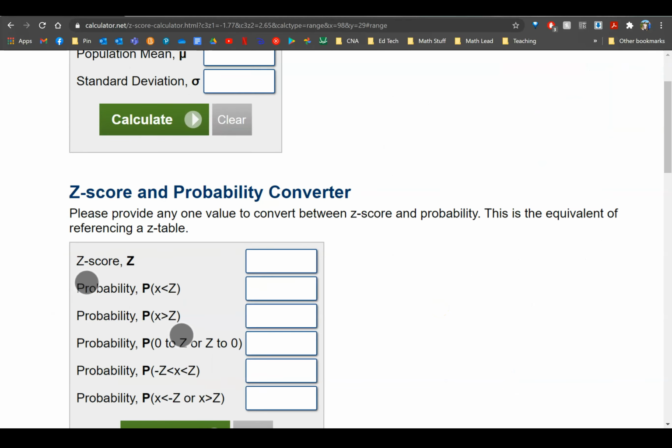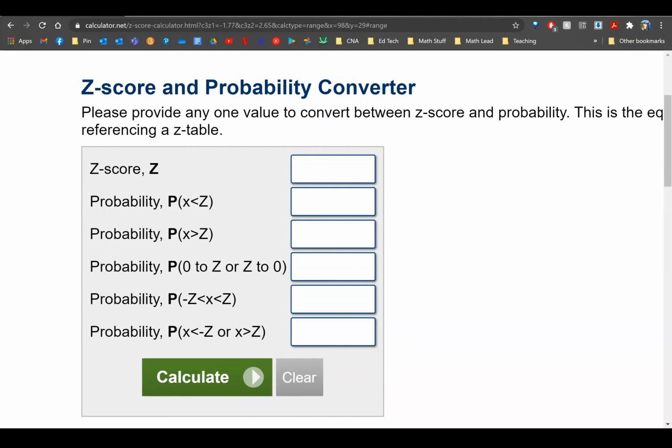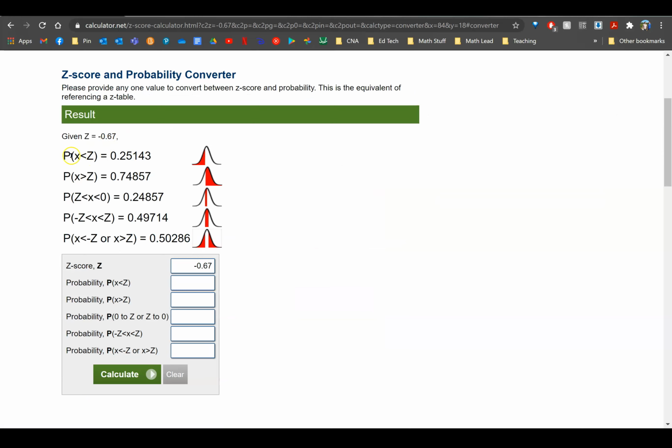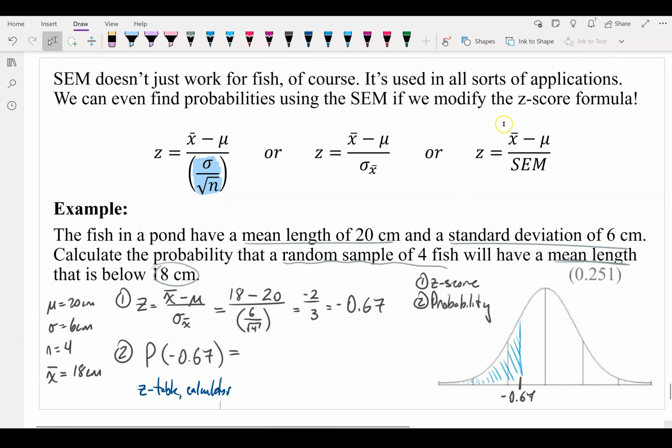So in this case, I want to calculate a probability based on a z-score. My z-score was negative 0.67. If I calculate this, it's going to say, what's the probability of the data value lying beneath the z-score? I'm actually talking about the mean of the sample, which is the same thing as talking about a data value as far as the formula is concerned. And it's going to be 0.25143. So that is my final answer.